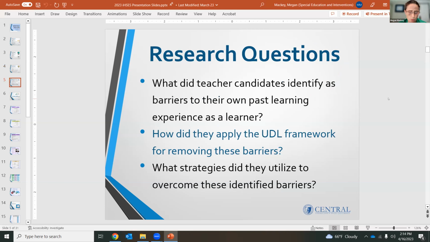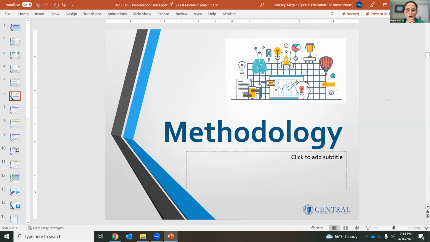So here are our main research questions. Teacher candidates are our current students in our teacher preparation programs, so we call them teacher candidates. What did those teacher candidates, someday to be teachers, soon to be teachers, identify as barriers to their own past learning experiences as a learner, as a student? How did they apply the Universal Design for Learning framework to remove those barriers? And then what strategies did they use to overcome those barriers? I'll dive into each of those a little bit further.